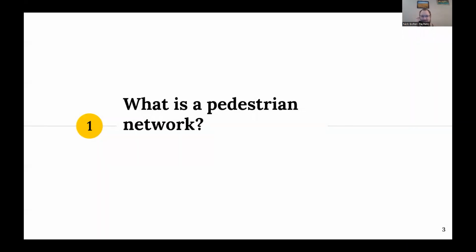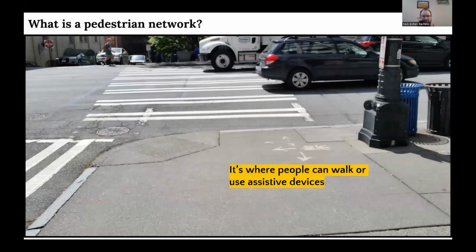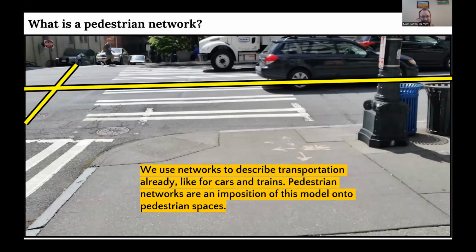So first, I'm just going to say, what is a pedestrian network in particular? Next slide. So, put really simply, it's just where people can walk or use assistive devices to get around. Next slide. We use networks to describe transportation already, like for cars and trains. Pedestrian networks are an imposition of this same kind of model, but onto pedestrian spaces. Next slide, please.